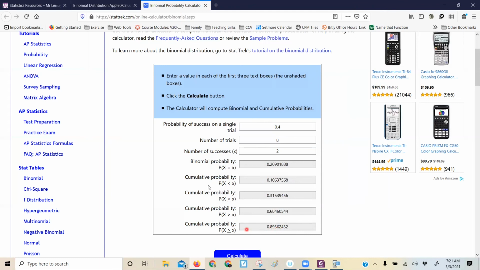Okay, so that's how you use this calculator. I encourage you to use it. I've got, as I said, I've got these in the Canvas modules, course resources, online tools, and you'll see them. Okay.